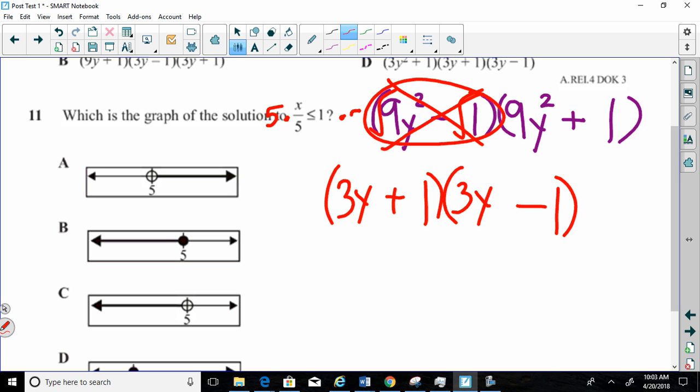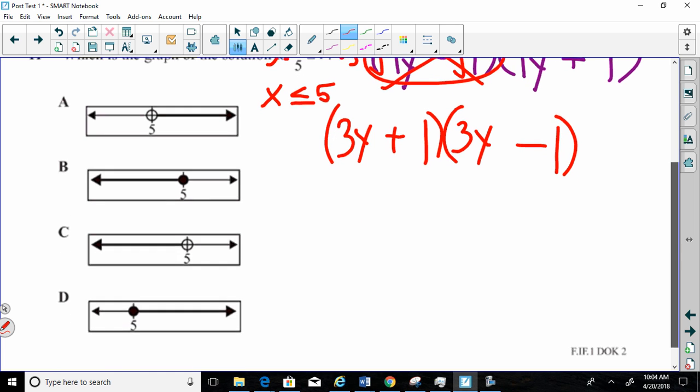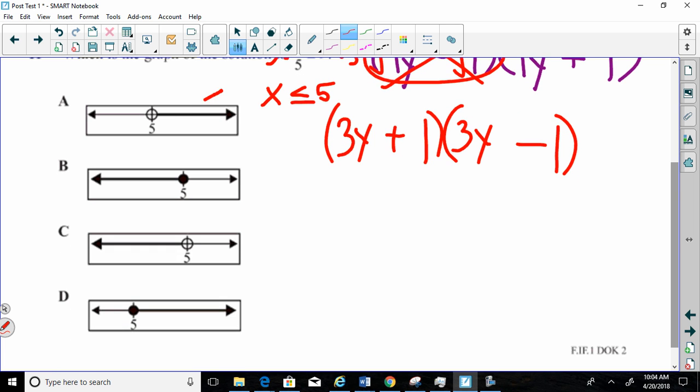Multiply 5. Does the sign flip? No. And so is x smaller than or larger than? Smaller. Smaller, right? Because the mouth is eating 5, that means x is less than or equal to 5. So that means less. Less than is always to the left. So which one's not going to the left? A is going to the right.